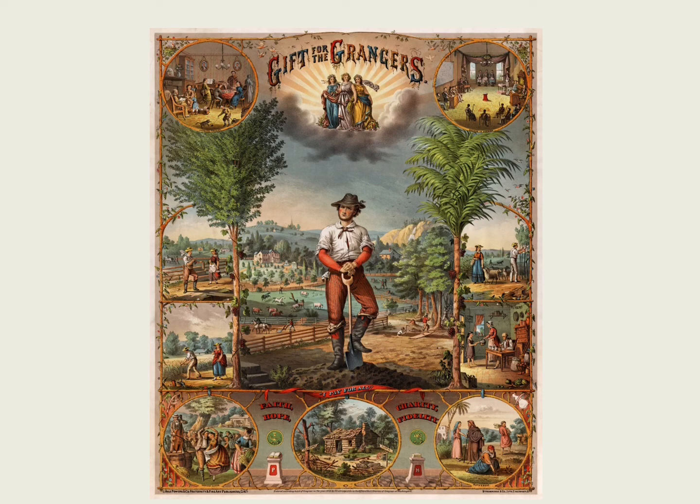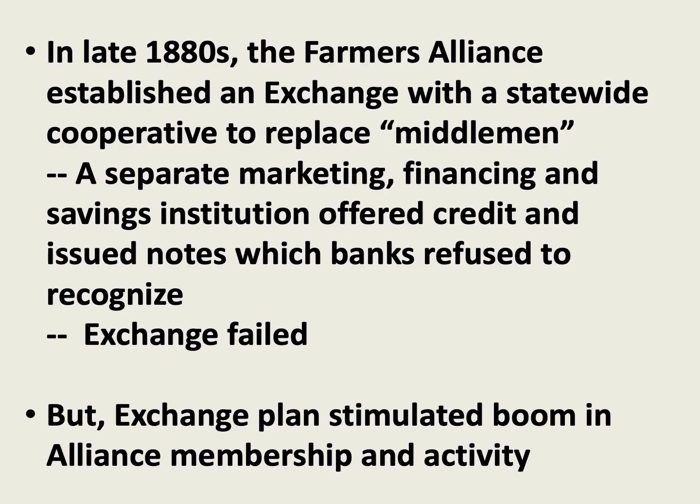Again, this is a poster from the Grangers. It shows the Granger, a hard-working farmer out in the fields. Another organization like the Grange was called the Farmers Alliance, and they advocated many of the same things, but they wanted to actually set up cooperatives among farmers to replace the middlemen, the business people who bought crops and made profit by selling them. And so they set up institutions that would purchase the crops or the milk, whatever, from the farmers, the meat, and then the idea was they would sell it.